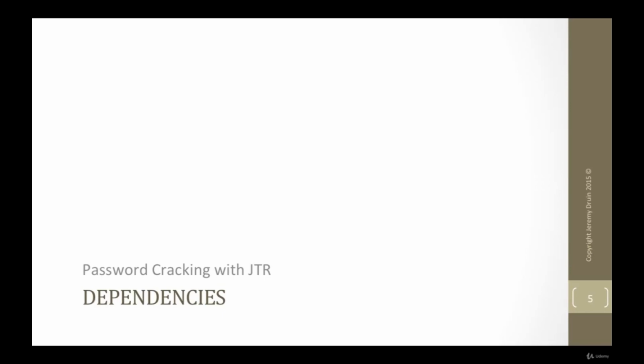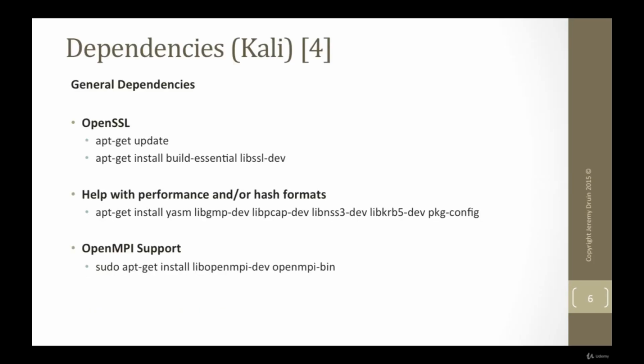There are several dependencies that are needed to enable the full features of John. They're not mandatory, but the more dependencies you install, the more features you'll have available later after you compile the binary. So in general, looking at OpenSSL as an example, you'll install most of these dependencies using apt-get update and then apt-get install the name of the dependency. So for OpenSSL, as an example, Build Essential and libssl-dev are the two packages you'll need for that.